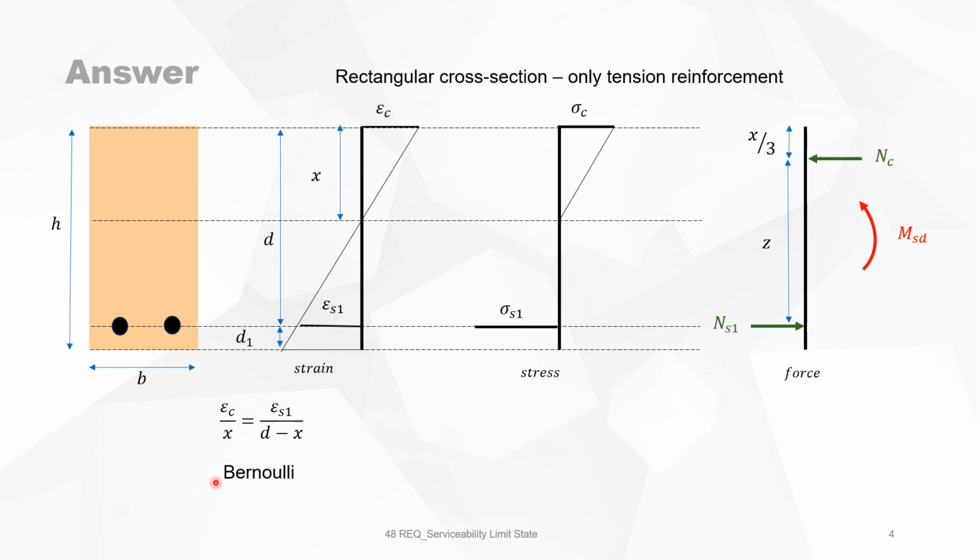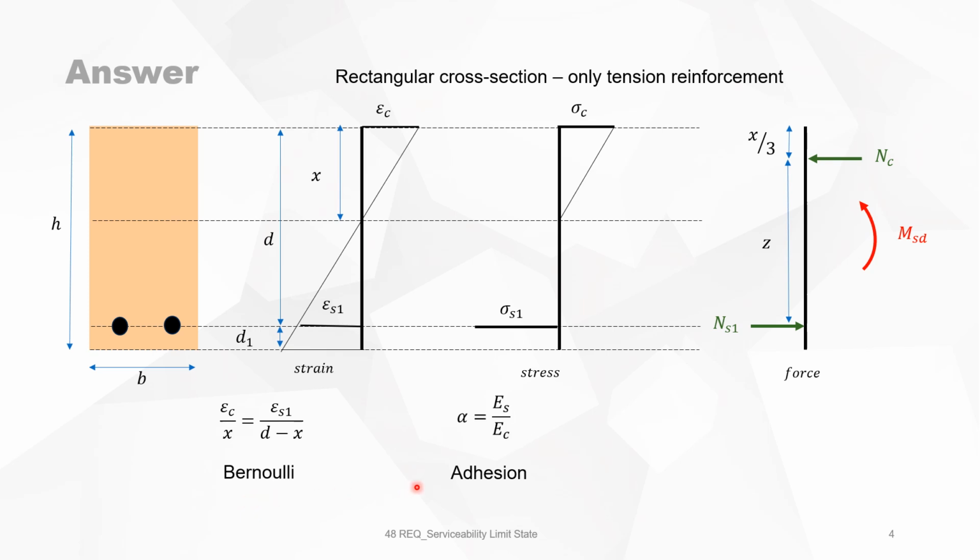Assumptions. We use Bernoulli: a section before loading stays a section after loading. And for this, we can say that the tangent of this angle alpha is equal to the tangent of this angle. So the tangent of this angle is epsilon c divided by x. And on the bottom, it's epsilon s1 divided by this, which is d minus x.